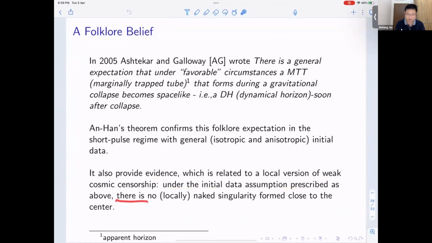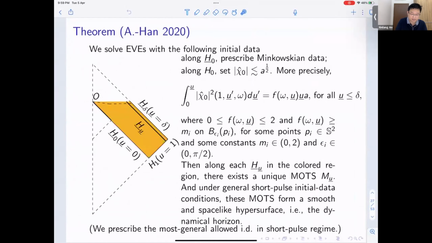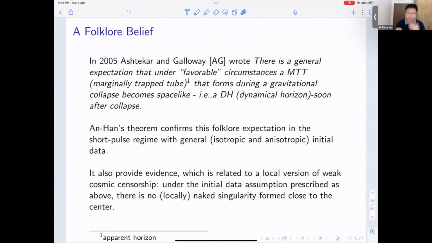And there is no even locally naked singularity forming close to the center. The reason is in this picture: we can show that this is the first spacetime singularity, and immediately from this point there will be a spacelike apparent horizon to censor it. So there's no way for even local observers outside of the apparent horizon to see this point. This is also related to, and provides evidence for, the following.